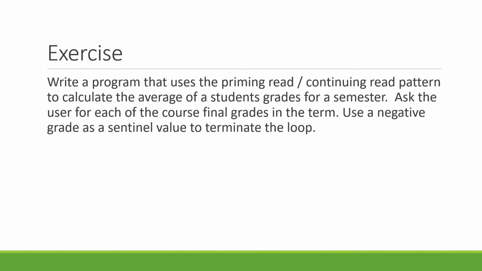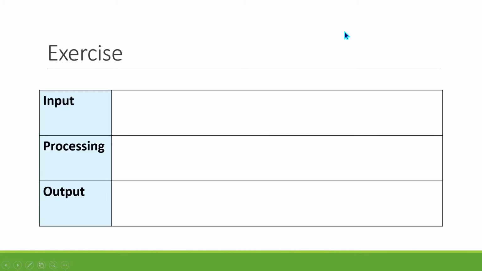Now, we don't know how many courses the user took, so we'll just use a sentinel value to terminate the loop. We've talked about sentinel values in a previous video. In other words, when the user is done entering grades, they'll enter a negative grade. And this works fine because we don't assign negative grades, so that's a great sentinel value. Now, be sure you tell your user this so that they know how to quit. Go ahead and pause the video, don't forget your IPO chart, try the programming question, and then when you're done, come back and I'll show you the answer.